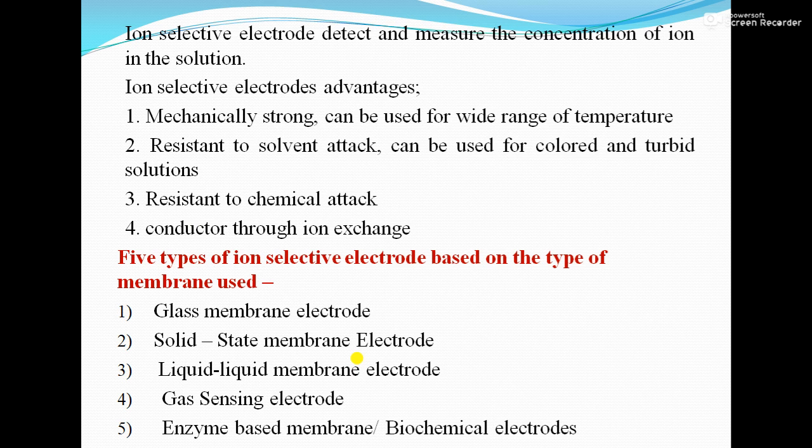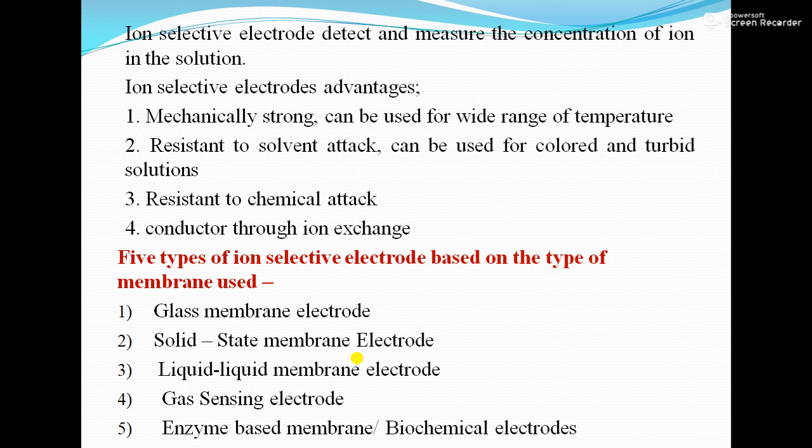So some advantages are given for the ion selective electrode. So first, it is mechanically strong. That means it can be used for wide range of temperature. Second, it is resistant to the solvent attack. That means it can be used for colored and turbid solutions. Third point, resistant to chemical attack means it will not get dissolved in the chemicals. And last, conductor through ion exchange. So those are some advantages of ion selective electrodes.